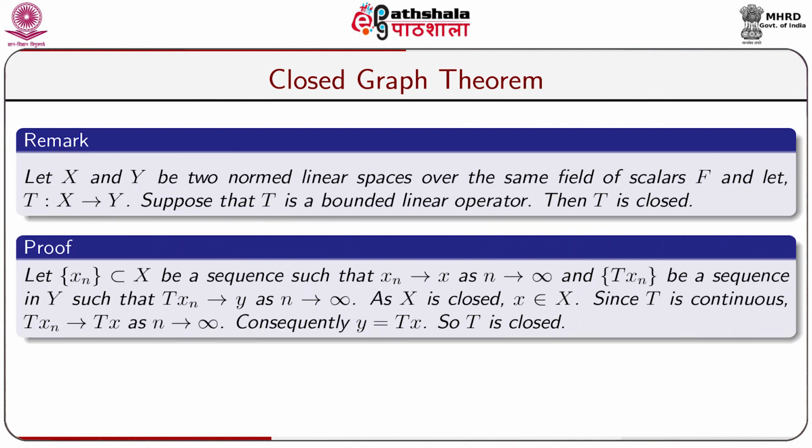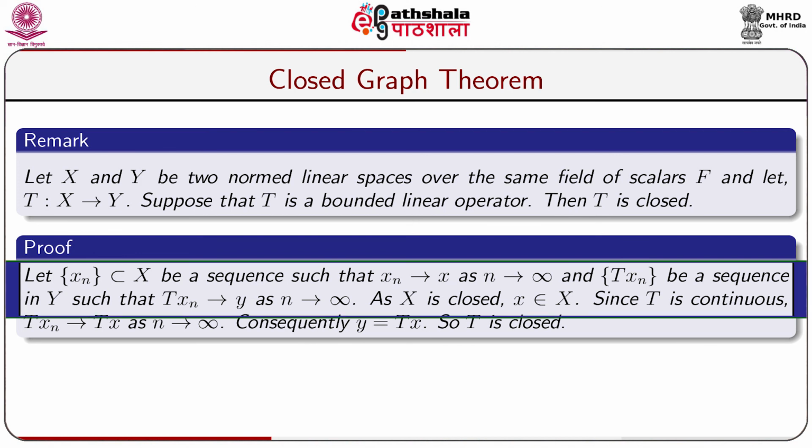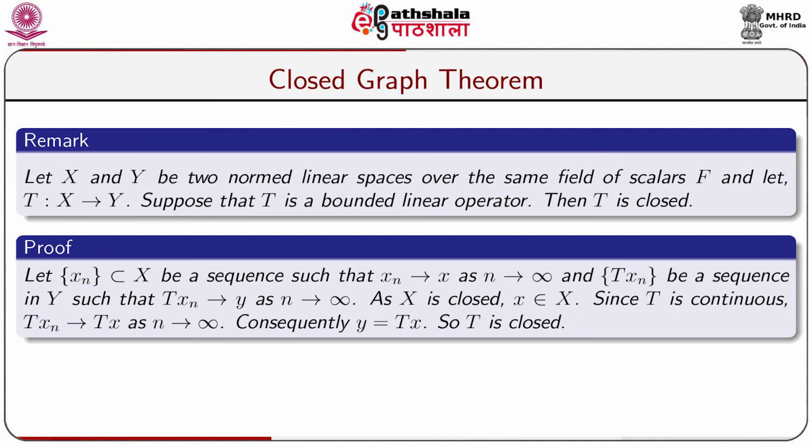So, in this regard we get a remark. Let capital X and capital Y be two normed linear spaces over the same field of scalars capital F, and let T from X to Y be a linear operator. Suppose that T is a bounded linear operator, then T is automatically closed. The proof runs as follows. Let the sequence xn be taken from capital X such that xn goes to x as n tends to infinity and Txn be a sequence in Y such that Txn goes to y as n tends to infinity.